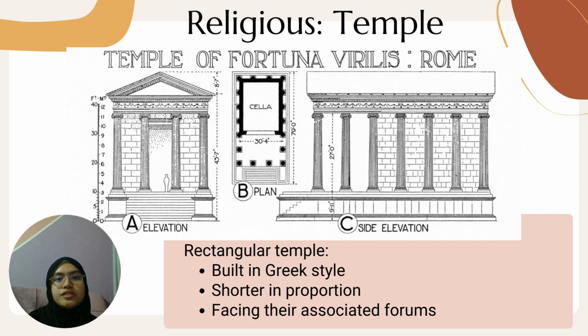were set to face their own associated forums, with the emphasis on the steps and portico, while the Greek temples were usually faced to the east and Etruscan temples were usually to the south. This is one example of a Roman temple, the Temple of Fortuna Virilis, which is located in front of, or set facing, the Forum of Boarium.